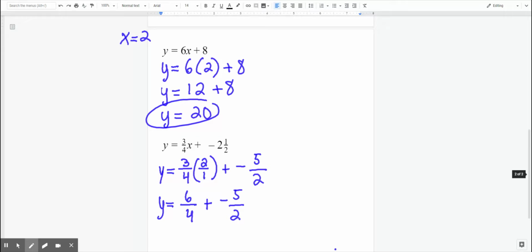So now you run into a little bit of an issue because in order for us to add fractions, our denominators have to be the same. So we're going to change negative 5 halves so that it has a denominator of 4. So I change my denominator from 2 to 4 by multiplying it by 2. So whatever I do to the denominator, I have to do to the numerator. So I get 5 times 2 is 10, and it's still negative. So we end up with y is equal to 6/4 plus a negative 10/4.